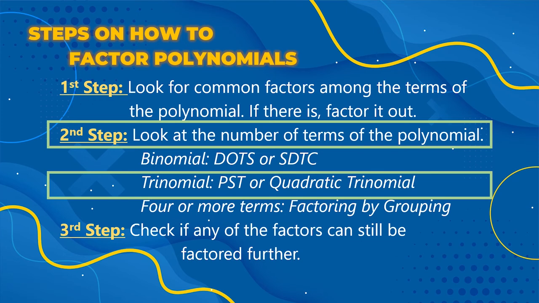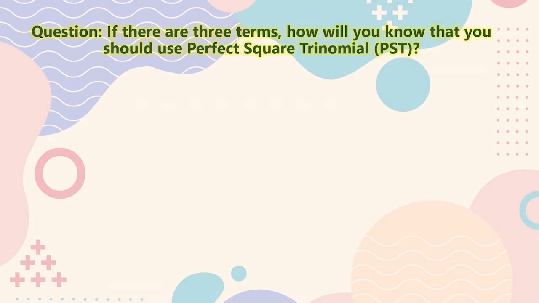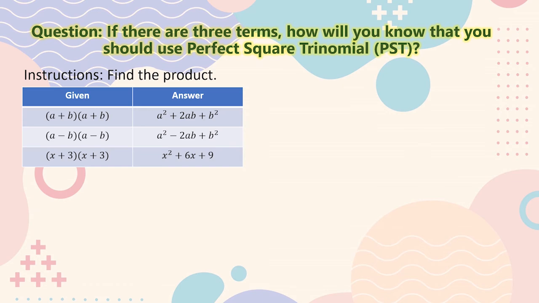For our second step, always look at the number of terms of the polynomial. So we have an option here that if ever it is a trinomial, you have two options, whether to use PST or quadratic trinomial. The question now is, if there are three terms or if it is a trinomial, how will you know that you should use perfect square trinomial or PST? So we have an example here on the left part of our screen.